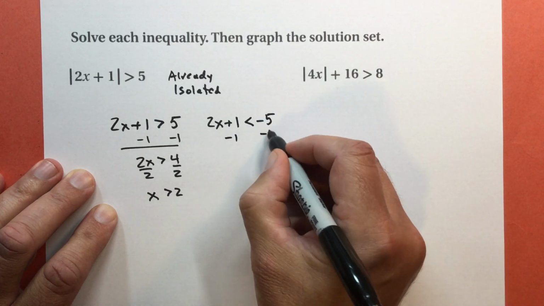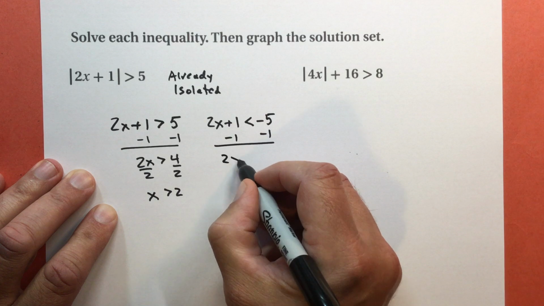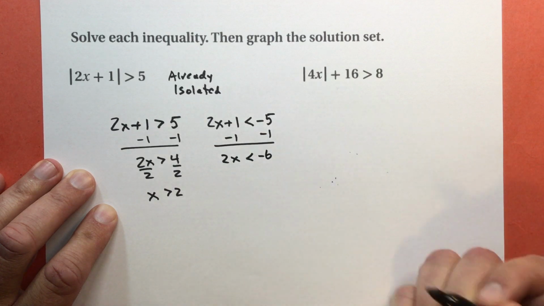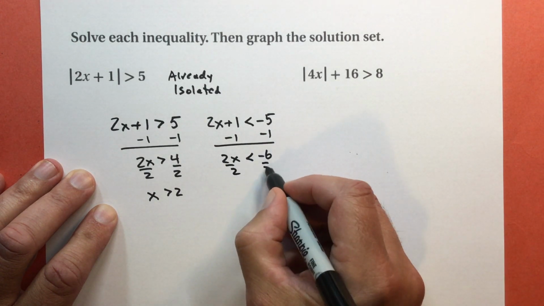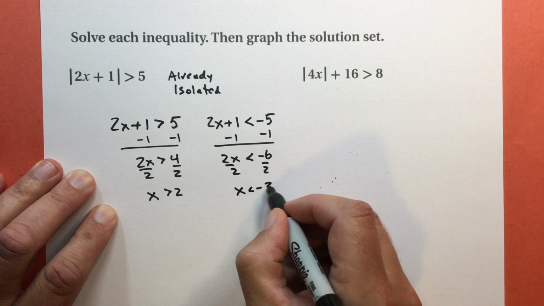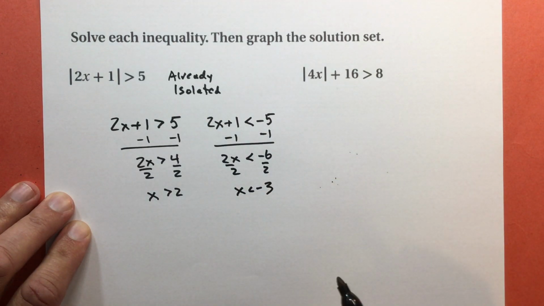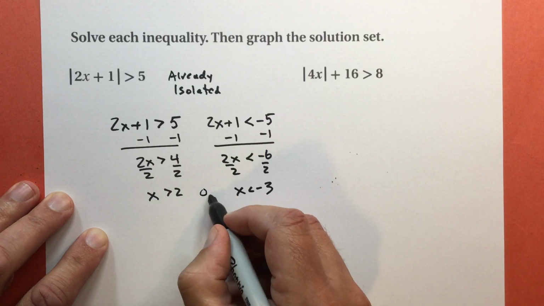So again, subtract 1, subtract 1. I get 2x is less than negative 6 this time. Divide by 2, and I get x is less than negative 3. And because this is a disjunction, I'm going to use the word or.